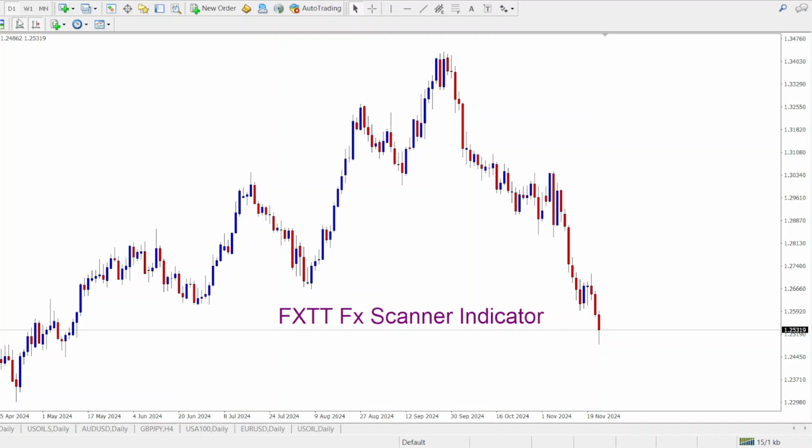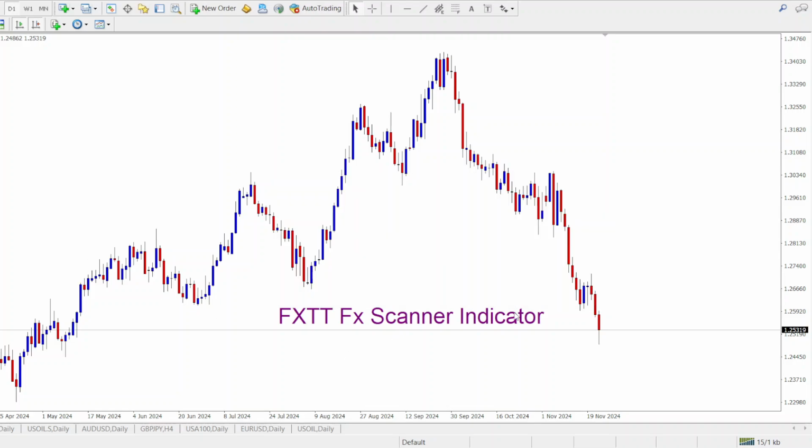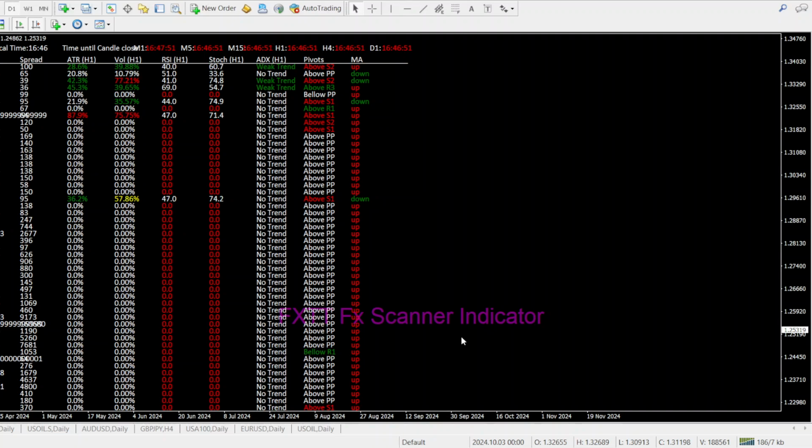Now it's a custom indicator, meaning you have to download it from an external source because it's not readily available on the MetaTrader platform. After you've downloaded it, you'll have to add the indicator file to your indicators library. After that you have to relaunch your MetaTrader terminal if it was already open, and then you can add the indicator to your chart easily. So now I'm just going to be adding the FXTT Fx Scanner Indicator to the chart. All right, this is how the indicator looks.